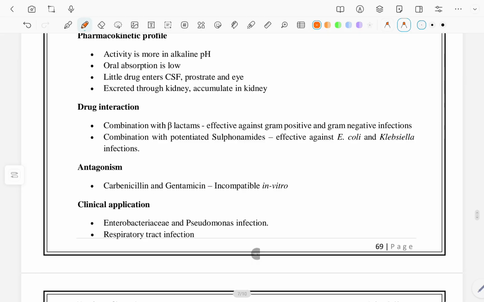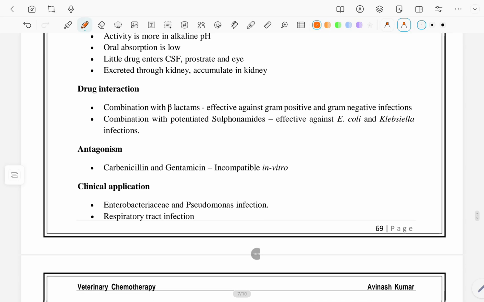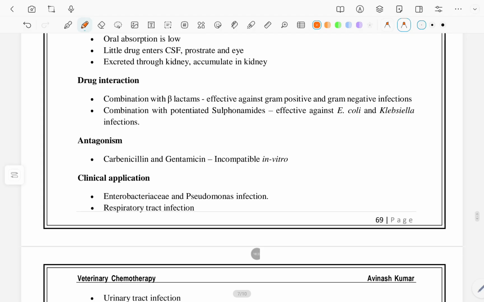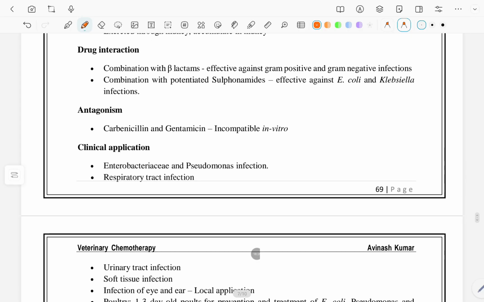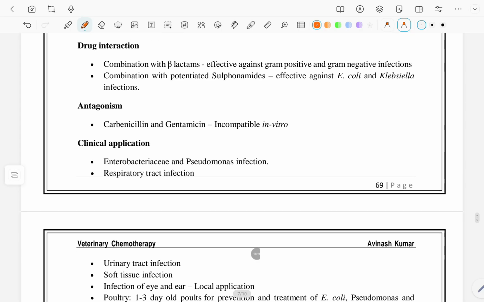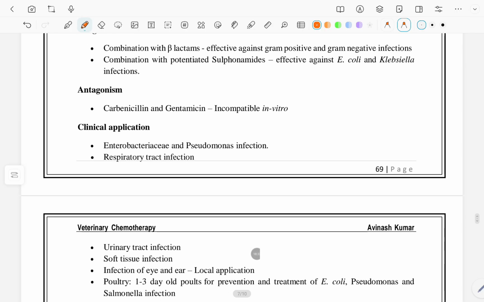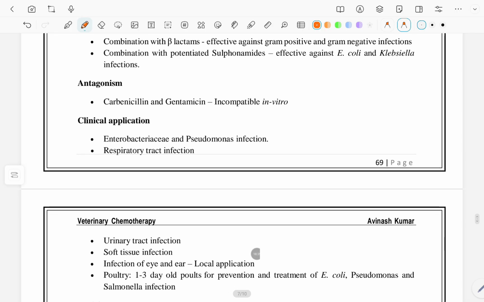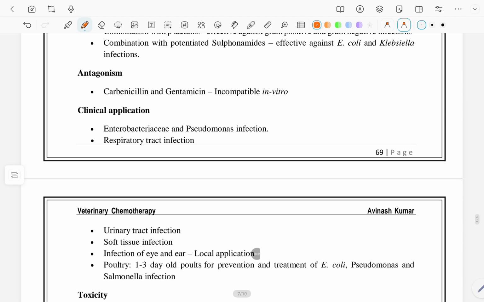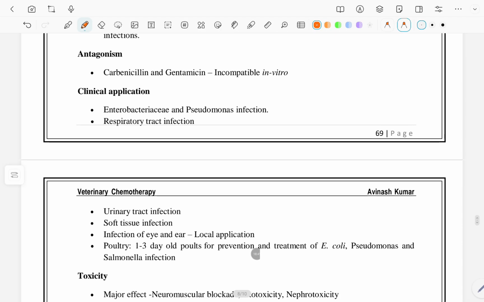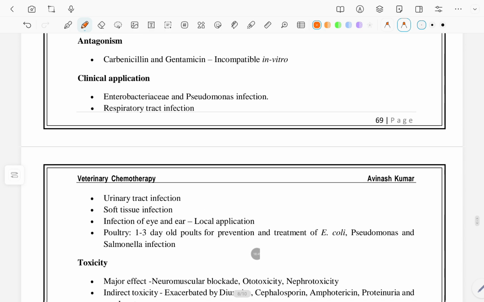Oral absorption is low. Little drug enters CSF, prostate and eye. Excreted through the kidney, accumulates in the kidney. Drug interaction: combination with beta-lactam is effective against gram-positive and gram-negative infections. Combination with potentiated sulfonamide is effective against E. coli and Klebsiella infection. Antagonism: carbenicillin and gentamicin are incompatible in vitro.